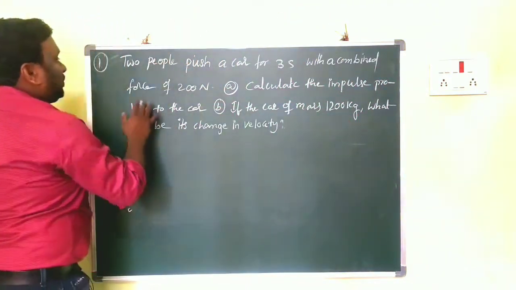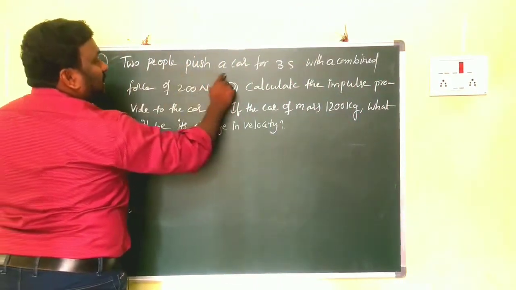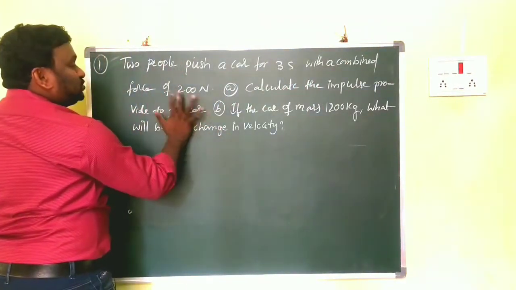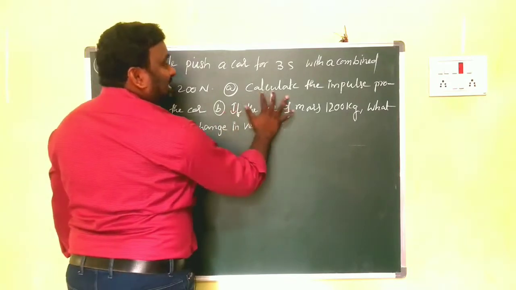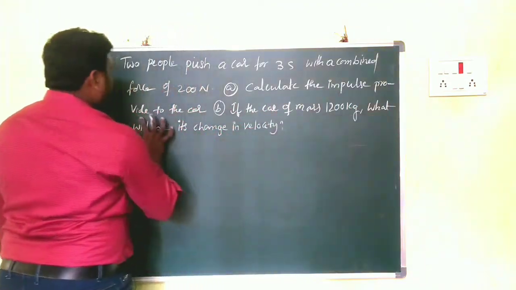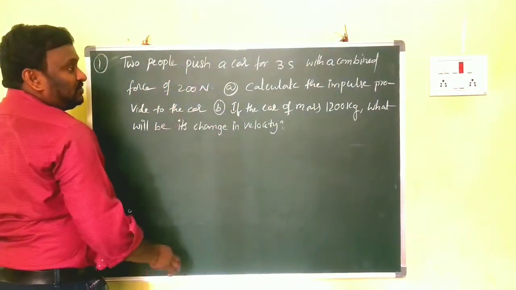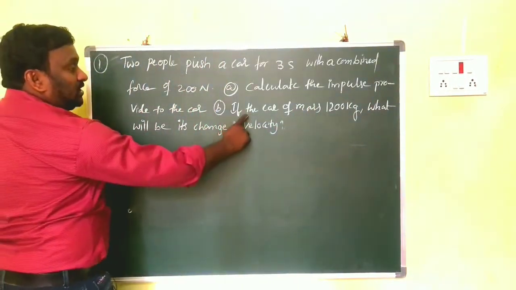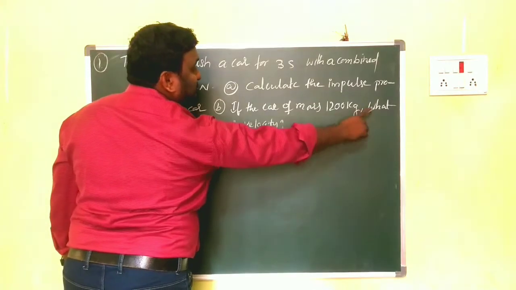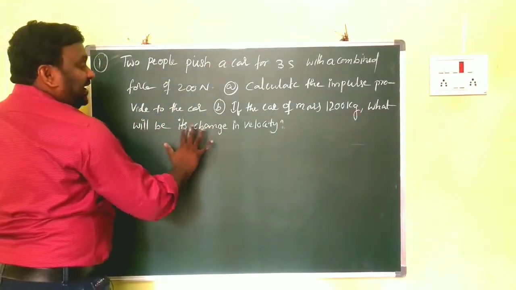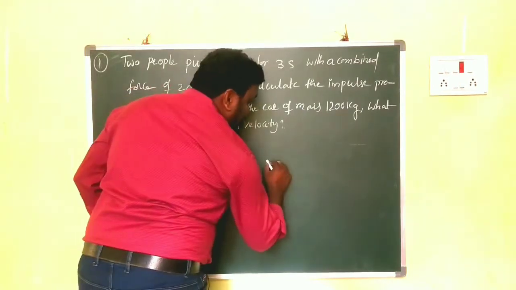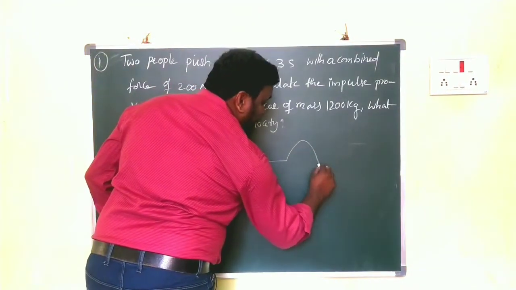See once again, read the problem carefully. Two people push a car for 3 seconds with a combined force of how much? 200 newtons. Calculate the impulse provided to the car. First, what you have to find? Impulse. Next thing is, if the car has a mass of 1200 kg, what will be its change in velocity? So for that, the given data is here. This is the car.